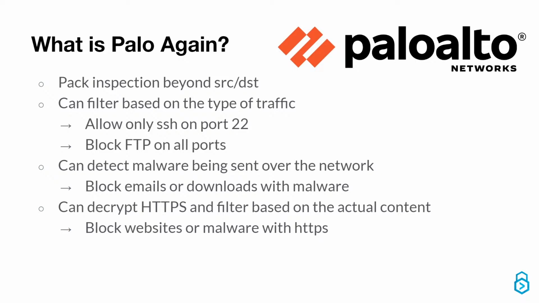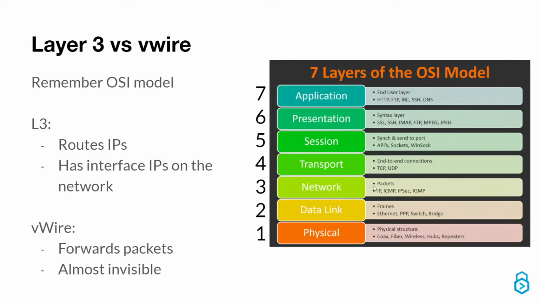So Palo Alto Networks, the company that has firewalls, they're like super fancy firewalls. Instead of just doing the basic source-destination filtering, they do much deeper packet inspection. So they can, for example, only allow a specific protocol on a certain port, or they can even do HTTPS decryption on board, meaning that they could detect if you're going to some malicious site that uses HTTPS. They can detect malware being sent in emails and things like that. So lots of fun features.